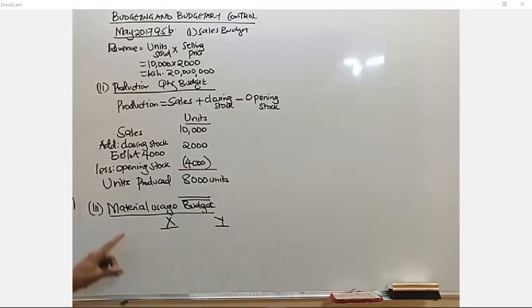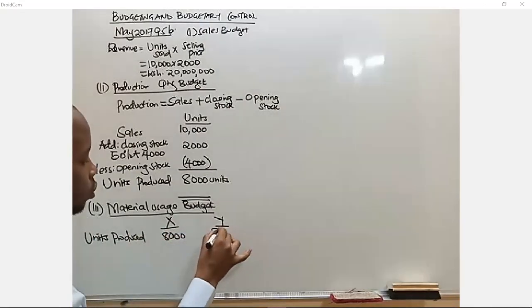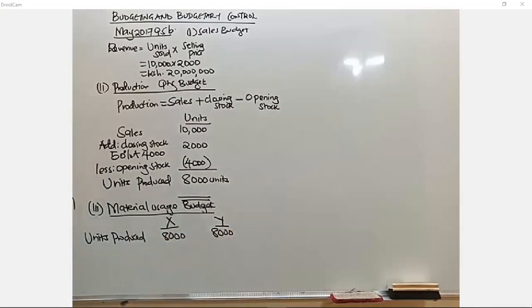So in this case, you normally come straight away and look at the material produced. Here you start by talking about the units produced. So every time we want to produce, we are going to be using 8,000. We're going to make 8,000 and also on the other end 8,000, right? To make X, you will use 8,000 units. To make Y, you will use 8,000 units.